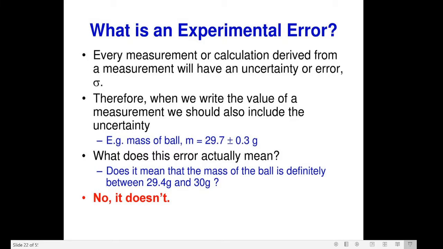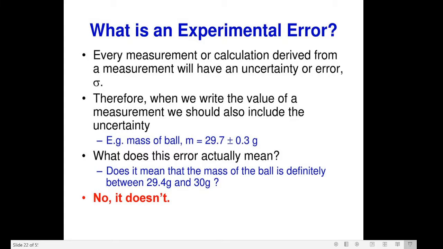What does this error actually mean? They provided one example: does it mean the mass of the ball is definitely between 29.8 gram and 30 gram? Is it an error? No. Why? The primary value is 29 or 30 grams, but the deviation, the uncertainty value, is 0.6. Compared to the primary value, the percentage of error is very small. So that experiment is not in error.